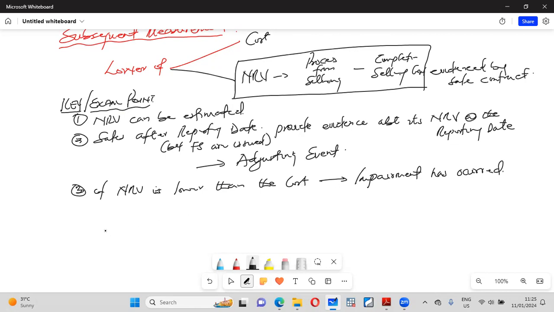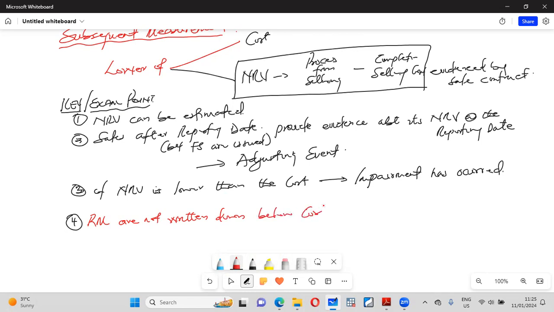Then the last one, because we are going to pick up exam questions and look at them now. This one is very, very important. Raw materials are not written down below cost.